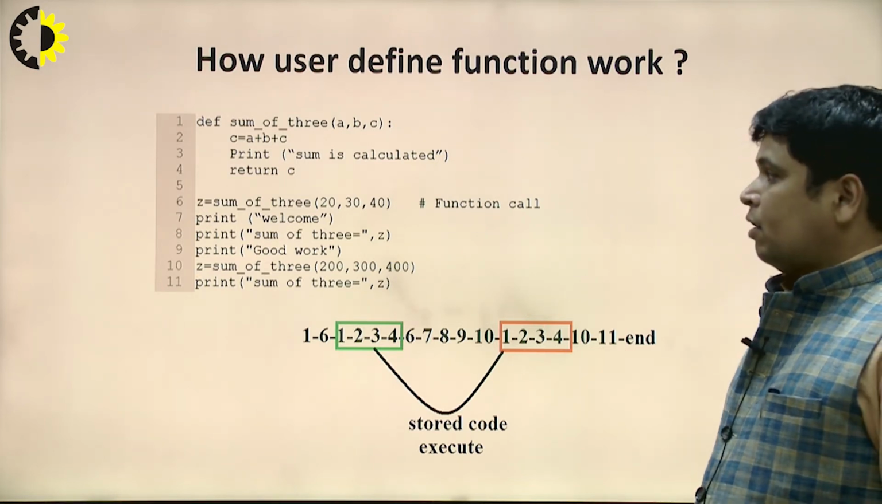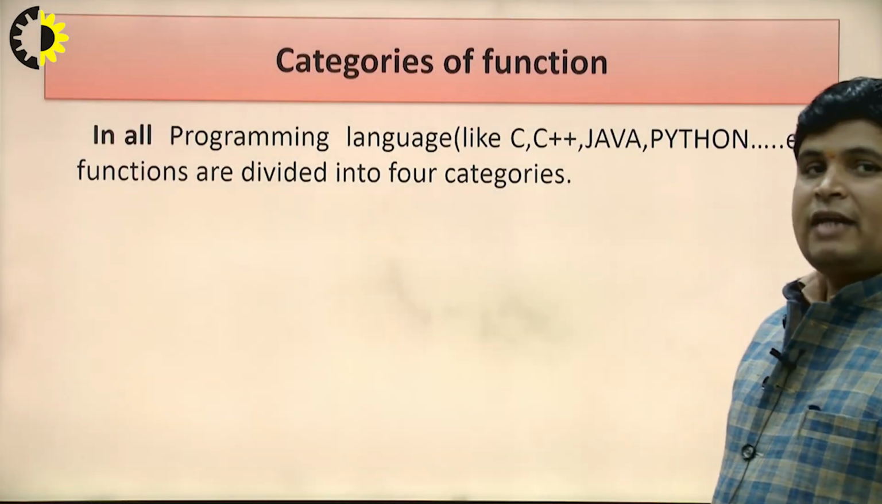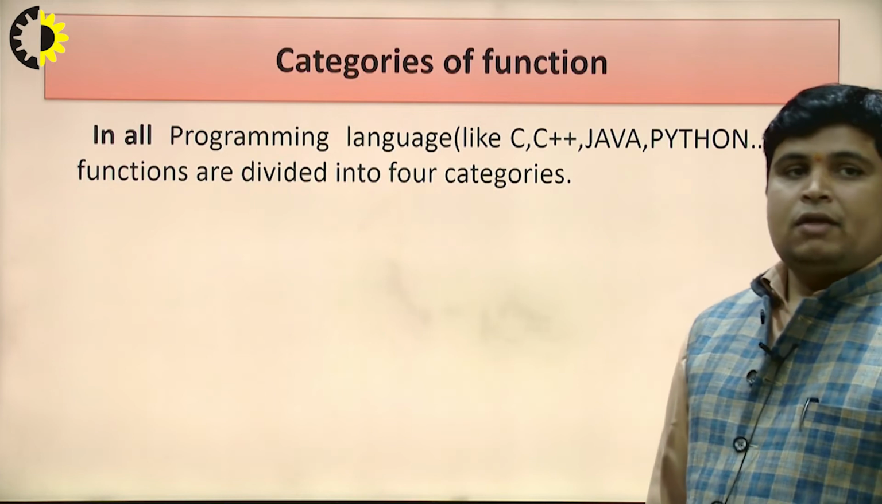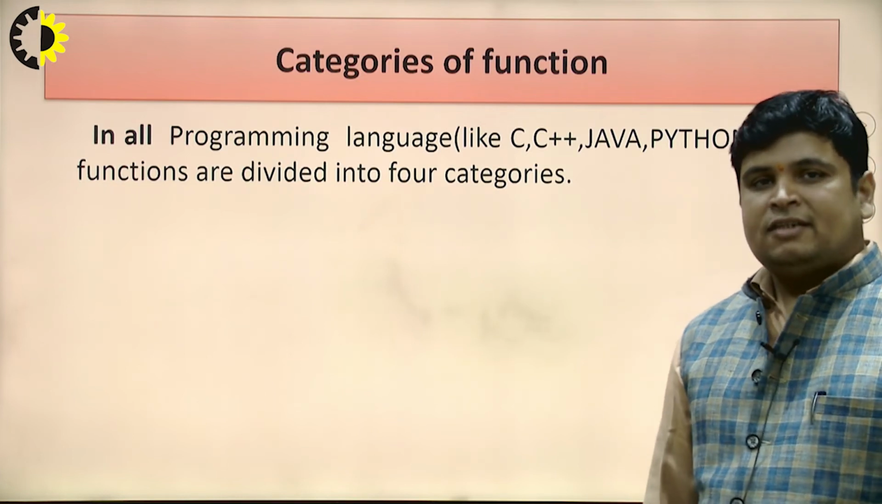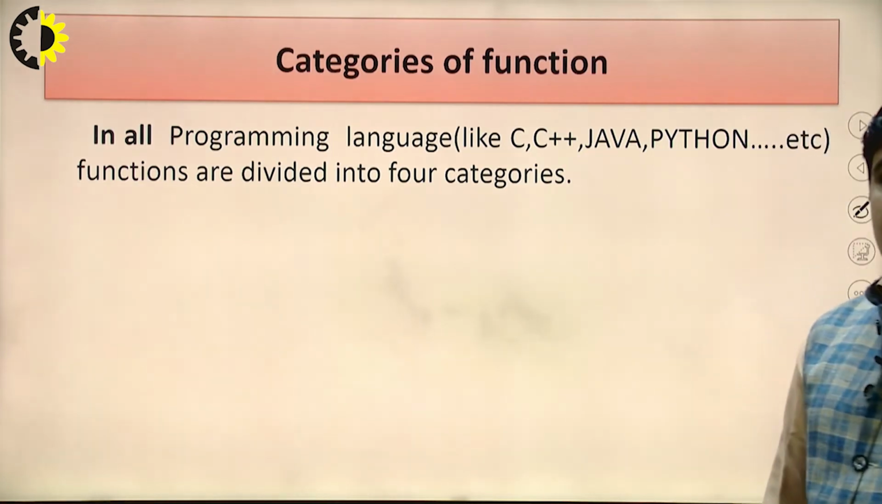I think you got the clarity about how the user defined function works. Now, the most important thing is the category of functions. In all programming languages like C, C++, Java, Python, functions are divided into 4 categories.